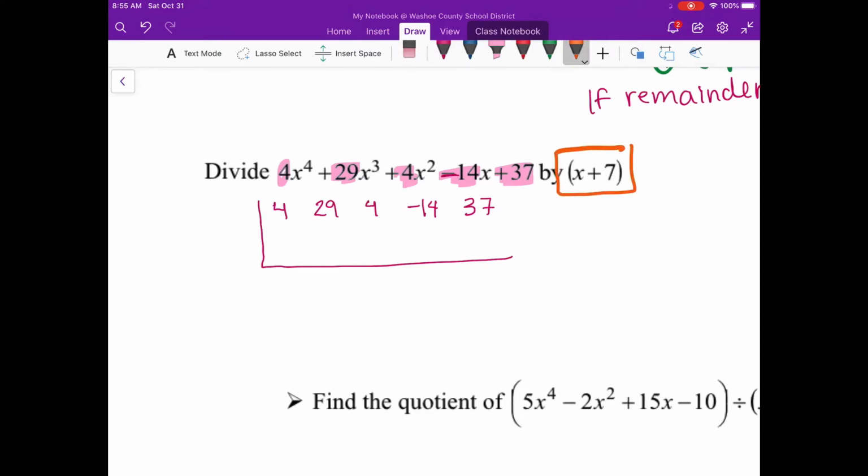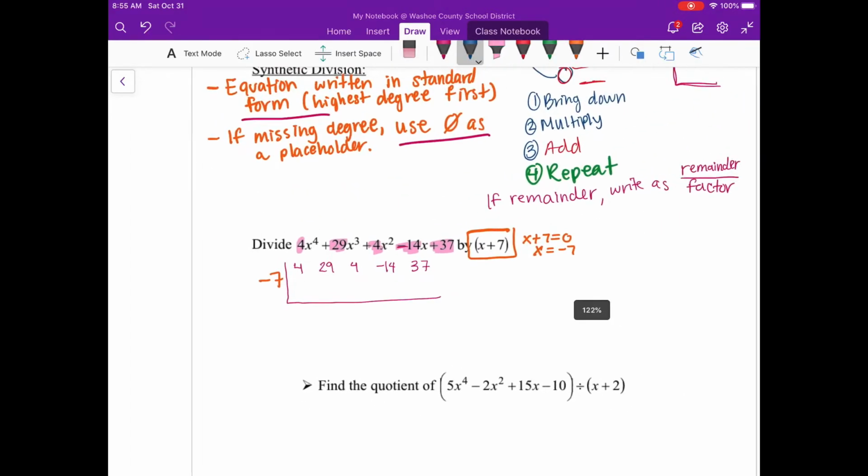Then my root, this is what you are dividing by. Now, we are not going to put the whole x plus 7 outside. First, we need to set this factor equal to 0 to determine what x we are dividing by. So I subtract 7 from both sides, and I get x equals negative 7. So that negative 7 is going to come out here. That's our root.